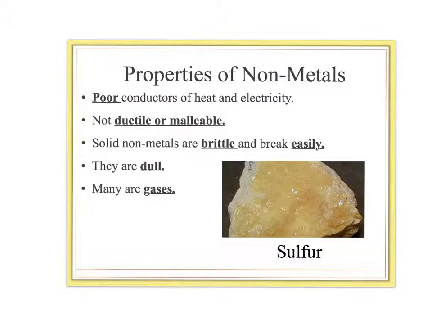Now, properties of nonmetals, it's almost the exact opposite. They are very poor conductors of heat and electricity. They're not ductile or malleable. Solid nonmetals are very brittle and they'll break easily. So, like, look at sulfur right here. Sulfur will break. It's very brittle. They're very dull. They're not real shiny. And the majority of nonmetals are gases.